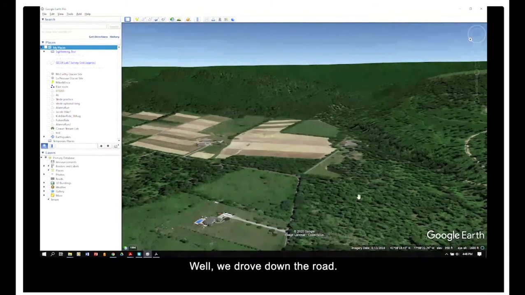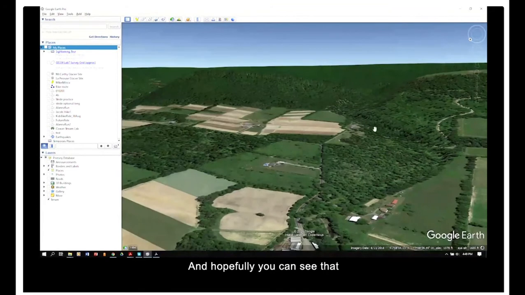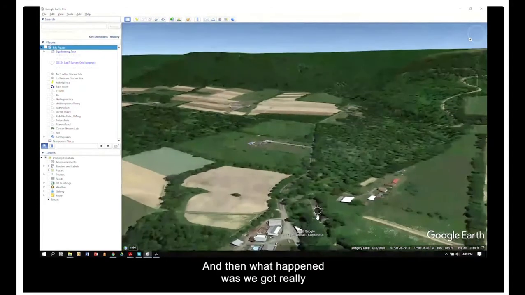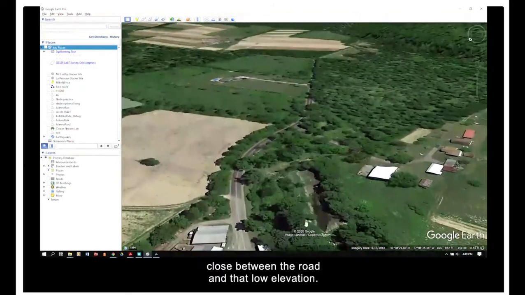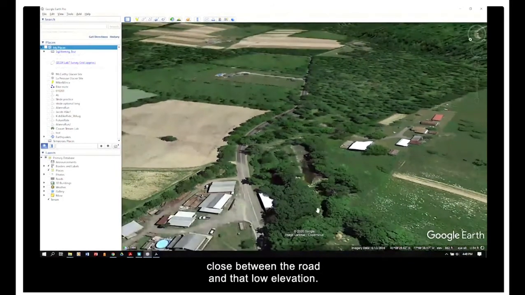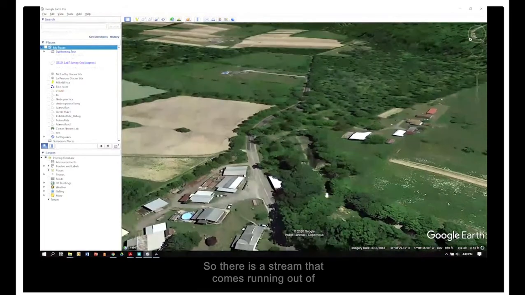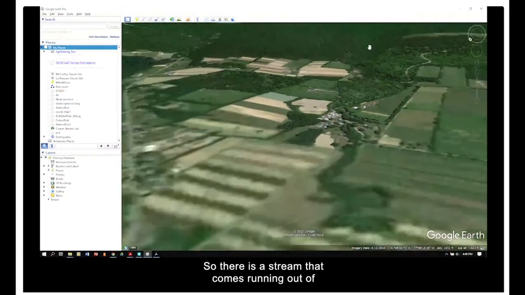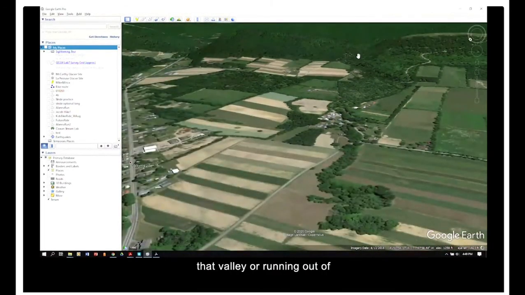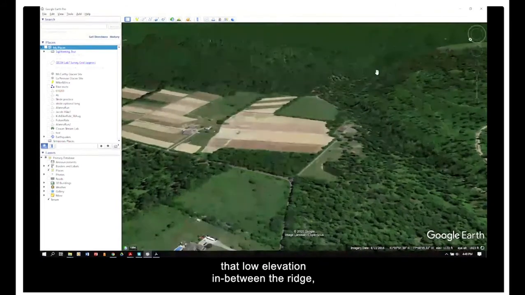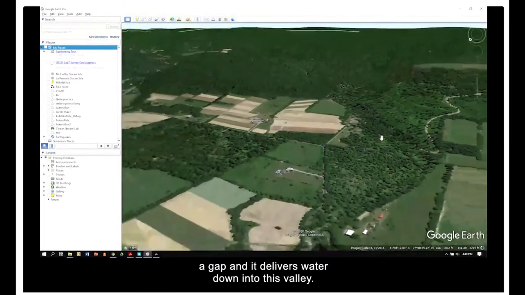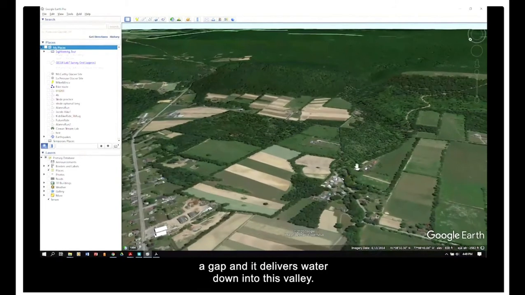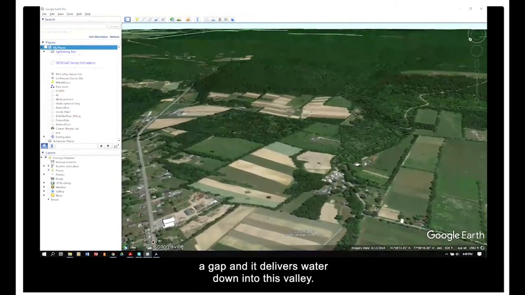Well, we drove down the road, and hopefully you can see that there's a low elevation right here. And then what happened was we got really close between the road and that low elevation, and we could see that was a stream. So there's a stream that comes running out of that valley, or running out of that low elevation in between the ridge, the gap, and it delivers water down into this valley, okay?